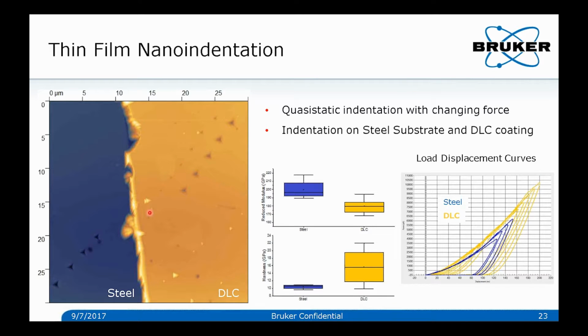So after we get an initial image, we go in and do some indents. You can do quasi-static indentation at different forces, measuring modulus and hardness. The modulus of the steel is around 200 gigapascals, and the DLC in this case is around 180 gigapascals. If we look at the hardness, you see the opposite trend, where the DLC is actually much harder than the silicon or the steel substrate. And you can see the load displacement curves on the right here, and the exact placement of the indents on the topographical image that we capture after the test.